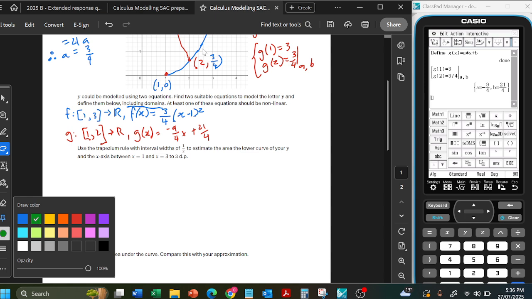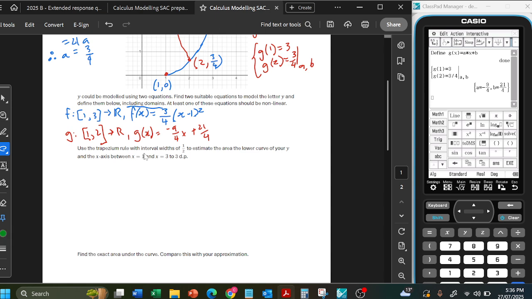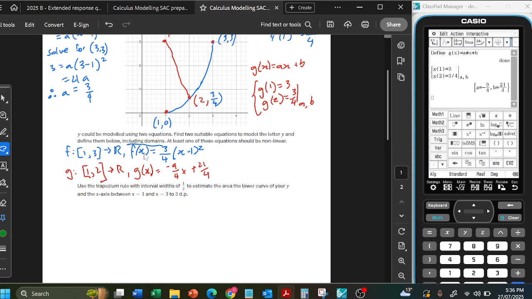All right, jumping across to the next question. Now we need to use the trapezium rule with interval widths of a half to estimate the area of the lower curve, between the y-axis and between the x-axis and the blue curve there. To visualize this, we're approximating the area under the curve between these 2 points. To find the exact value, we would need to use the definite integral, but instead we're going to be using the trapezium rule to do this.